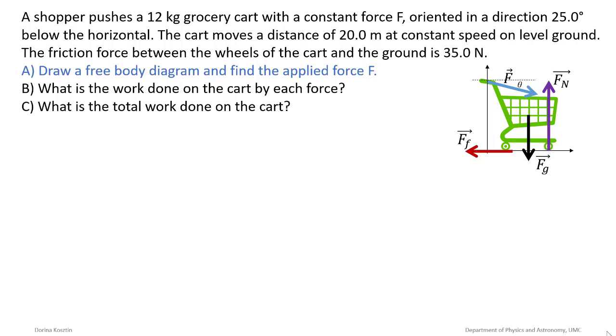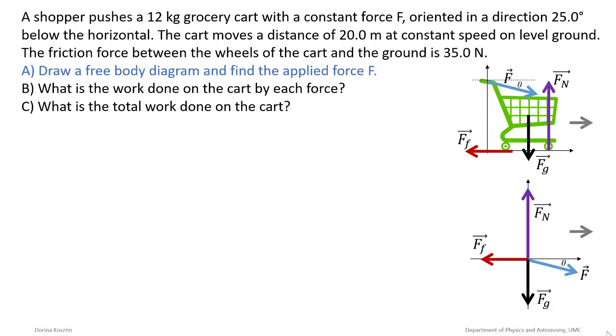Now, let's build a free body diagram by identifying the x and y coordinate system and translating all these forces to the coordinate system such that their origin is in the origin of the coordinate system. The force F will make an angle theta with the x-axis. The force of gravity will be oriented vertically down along the y-axis. The normal force will be oriented vertically up along the y-axis, and the force of friction will be oriented horizontally to the left along the negative x-axis.